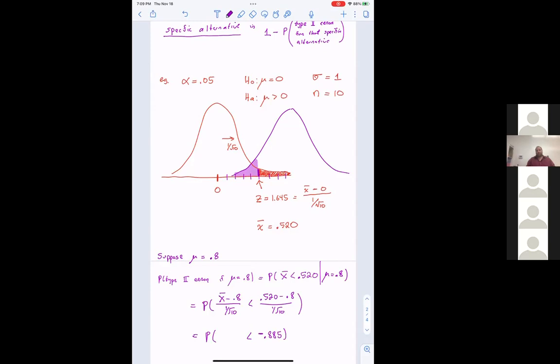When you take your data and subtract the mean and divide by the standard deviation, what do you get? Z-score? You get your Z-score. So we just want the probability that Z is less than negative 0.885. How do I calculate that? Inverse norm? Not inverse norm, regular norm. So what do I get?